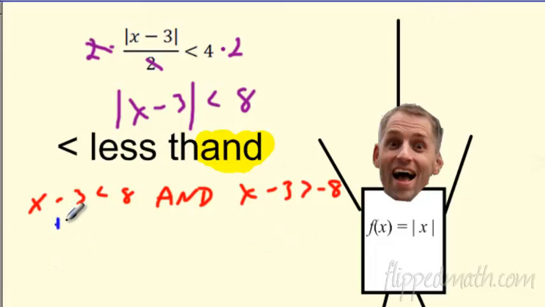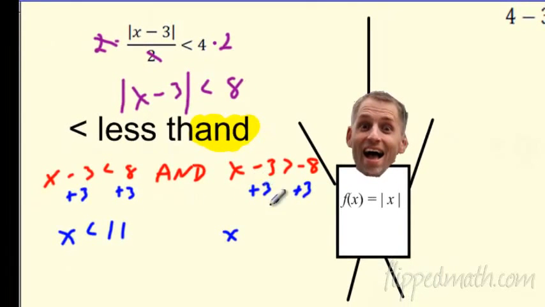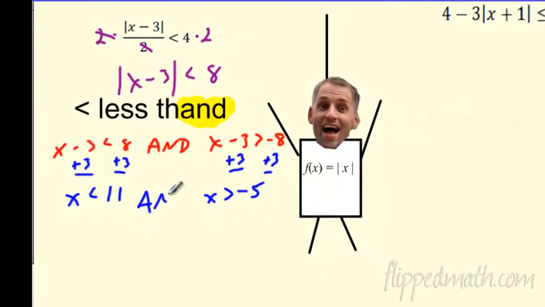So let's solve them. If I add 3 to both sides, no problem. I'm saying x is less than 11. And then same thing, add 3 to both sides. We're doing the same steps. X has got to be what? Greater than negative 5 when you add those together. So it's all the same steps, but this is an and. It has to be both.